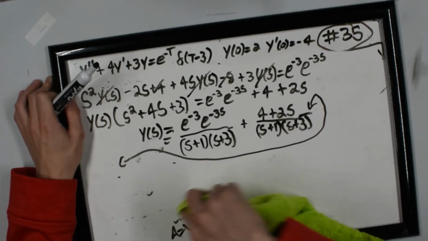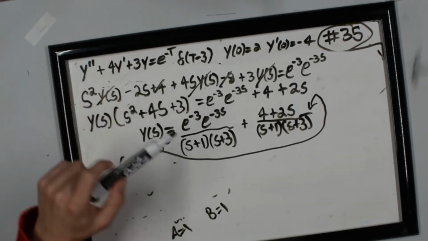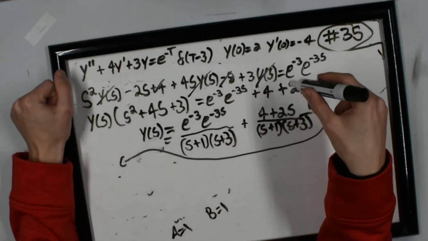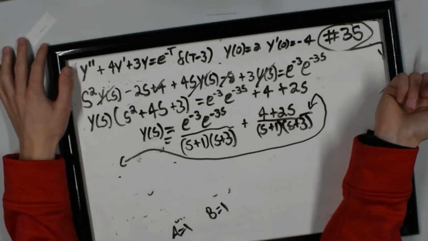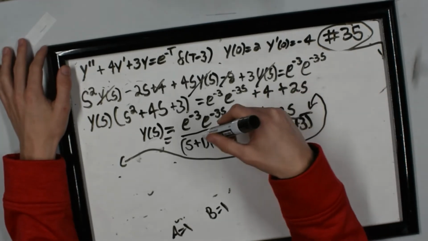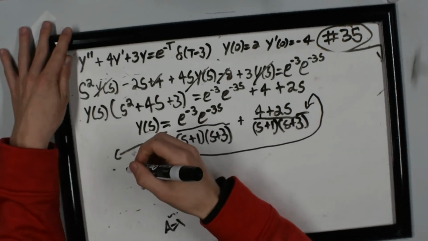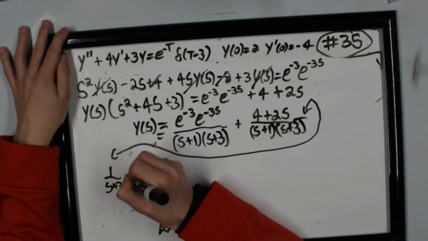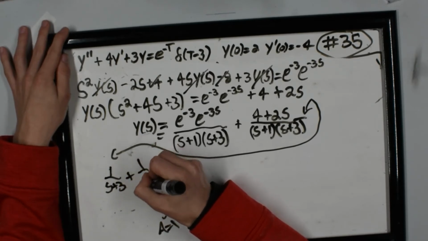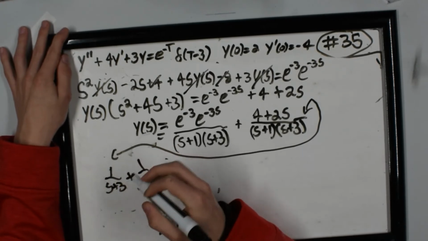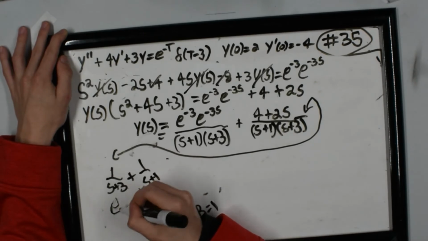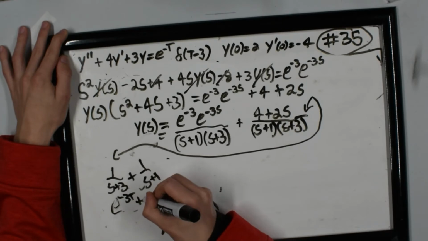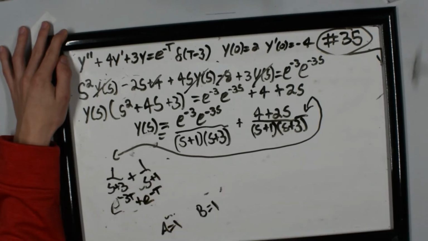So we have a is equal to 1 and b is equal to 1. And now what we're going to write here is the inverse Laplace transform. So I actually erased it, but it doesn't matter because both the coefficients are 1. So what we had was 1 over s plus 3 plus 1 over s plus 1. So we get e to the negative 3t plus e to the negative t.